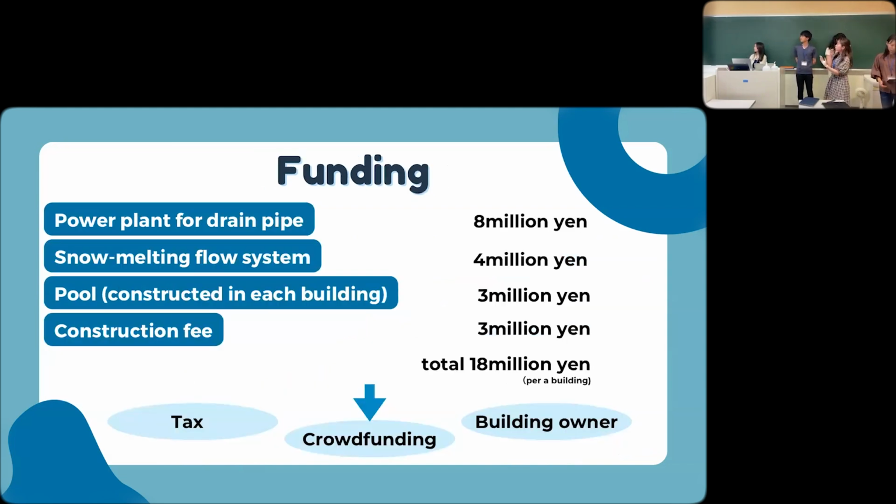And then about funding, we will develop 3 pieces of equipment in this project: power plant of 4 pipe, snow melting floor system, and pool. The equipment will be installed in the basements of the respective buildings. Equipment prices and construction costs are estimated from existing prices, and the total budget is 18 million yen. The cost will be collected from building owners, crowdfunding, and taxes.